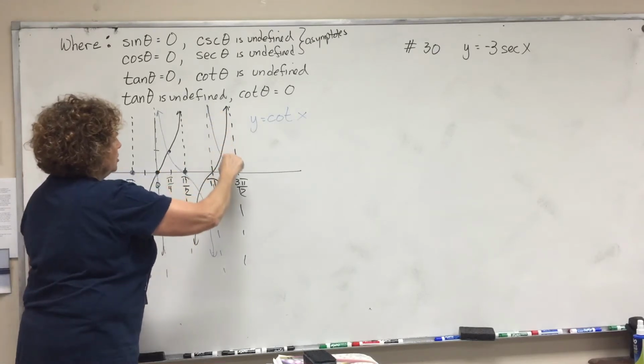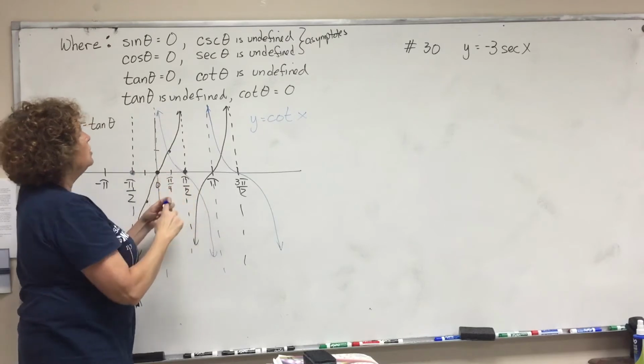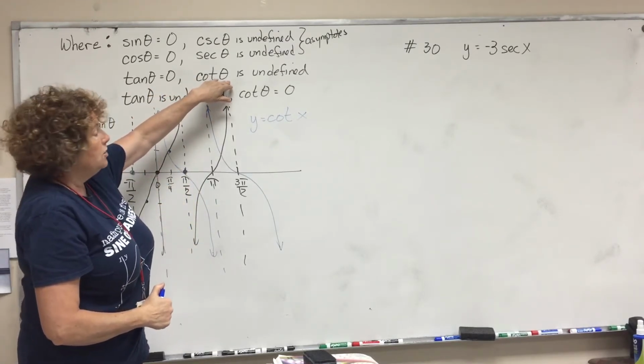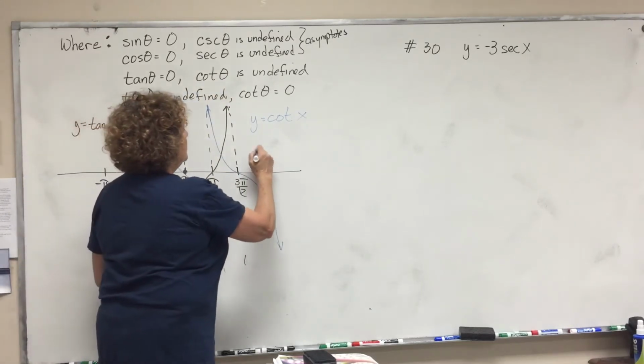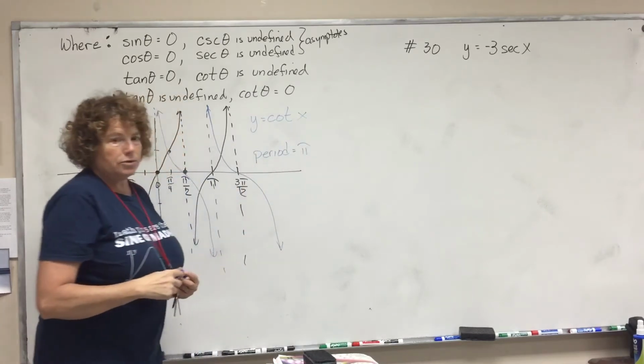So your cotangent, which is in the blue, is going to go that way, and it's going to be shifted over because anywhere the tangent is 0, the cotangent has an asymptote. So that's what the tangent looks like. And remember, the period is just pi for those.